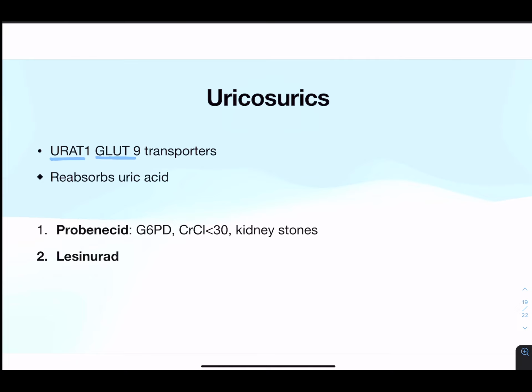Probenecid is an inhibitor of URAT1 and GLUT9 transporters, and prior to use, G6PD, due to the risk of hemolytic anemia, must be checked. Uricosurics cannot be used in patients with decreased kidney function, specifically creatinine clearance less than 30, and also they're not to be used in patients with urate kidney stones. Lesinurad is FDA approved for gout, but is no longer marketed in the US.